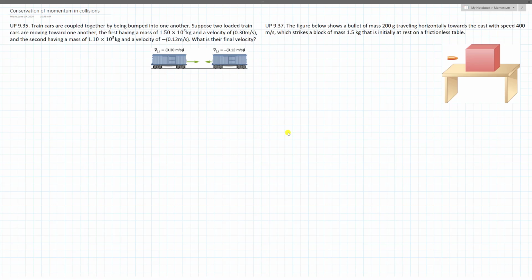In this video, I have two questions to discuss as examples of conservation of momentum in collisions. So let's look at the left side. This question comes from University Physics, published by OpenStax, chapter number 9, question number 35.